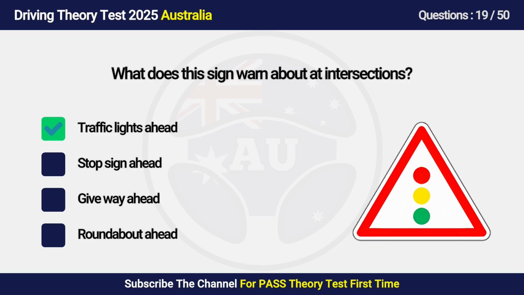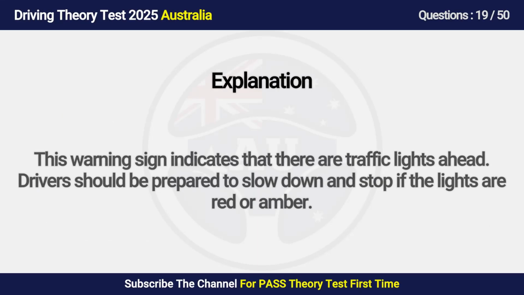Answer is A. Traffic lights ahead. This warning sign indicates that there are traffic lights ahead. Drivers should be prepared to slow down and stop if the lights are red or amber.